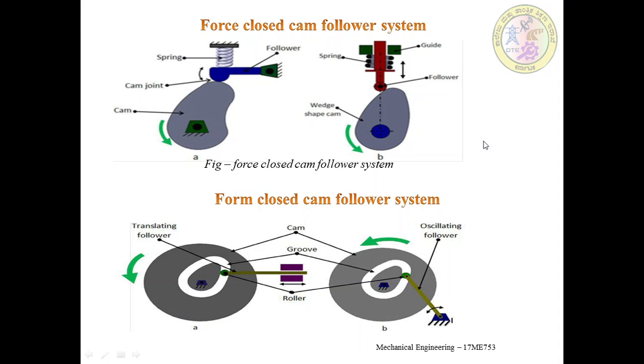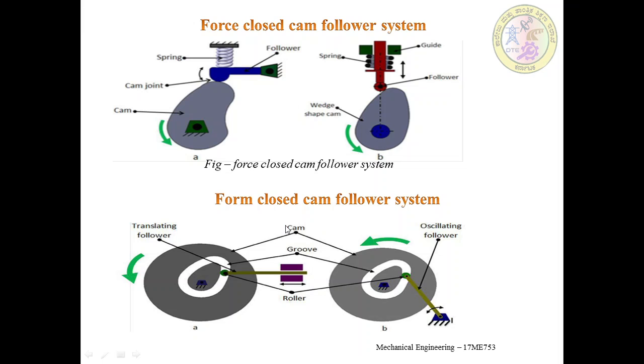Again, the force closed cam follower system. In this type of cam follower system, an external force is needed. There is a spring, and then there is a follower, and you require some external force to maintain the contact between cam and follower. Generally, a spring maintains the contact between the two elements. The follower can be an oscillatory type or translatory type.